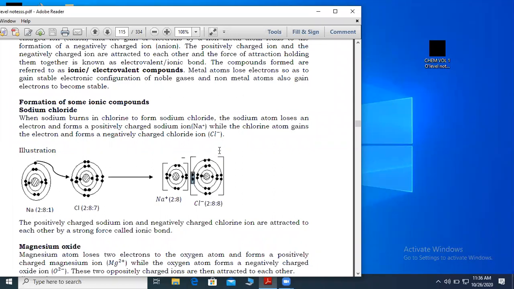These charges have been misplaced. This positive charge should be for sodium, and the negative charge should be for chlorine. I think you see that mistake. It is just a typing error.